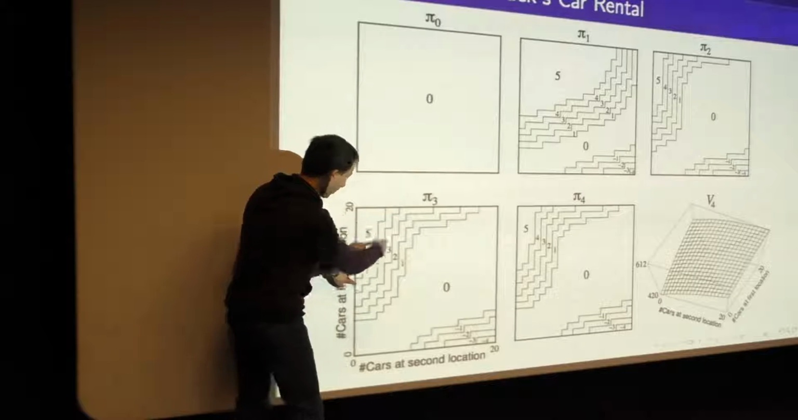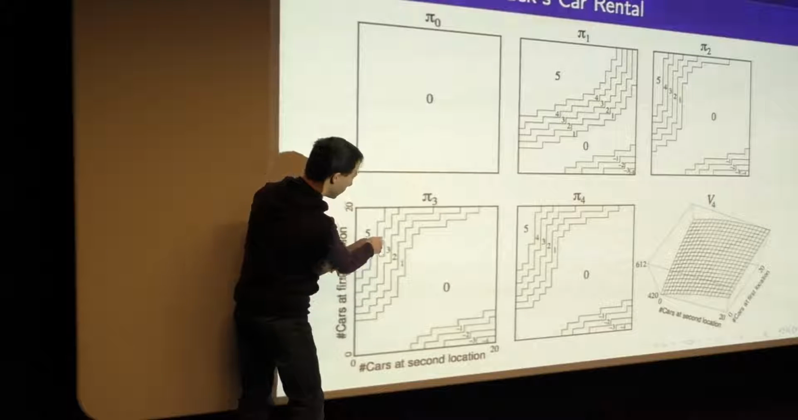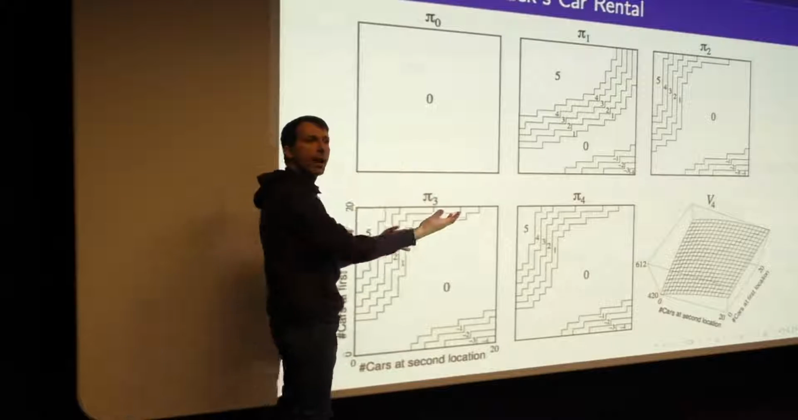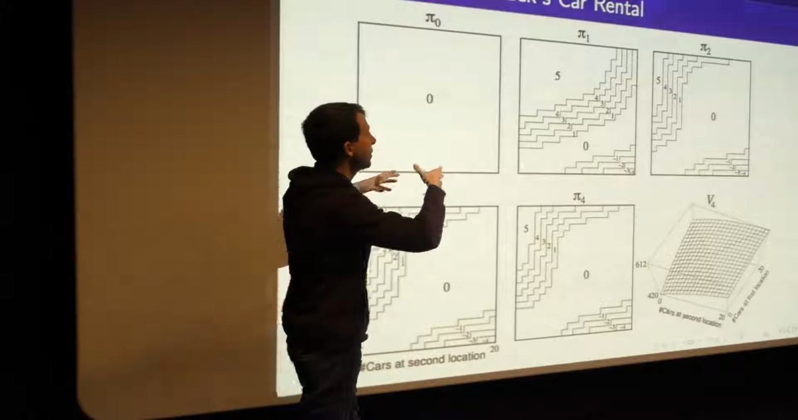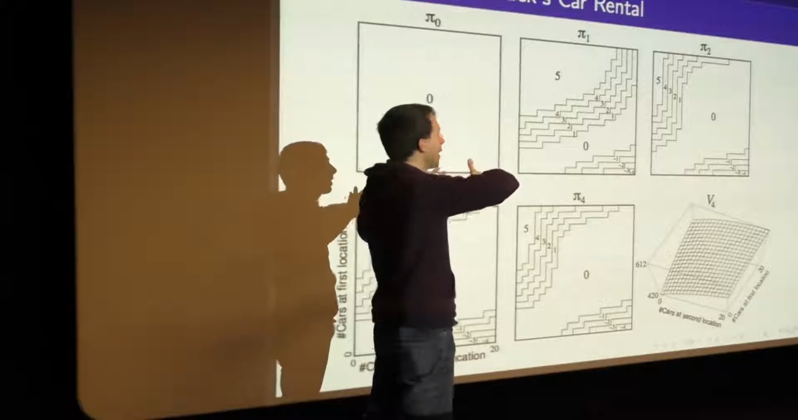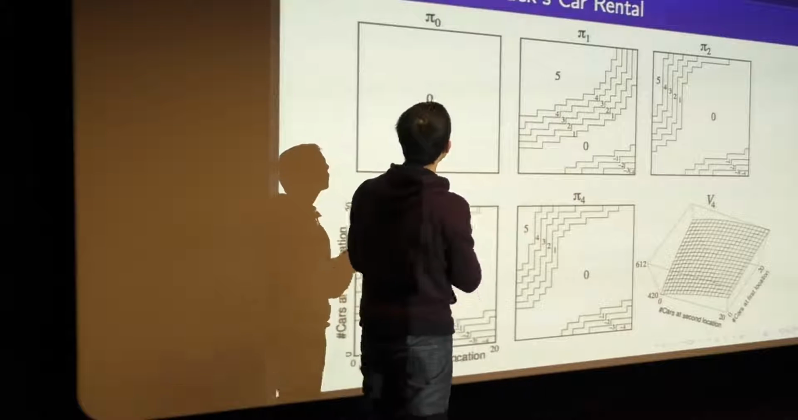What we see from these diagrams is that you look here, and this tells you that if you're in that situation, you should move 4 cars from A to B. That's what these diagrams are indicating. They indicate the policy, telling us at any stage of our algorithm what we believe the best thing to do is.